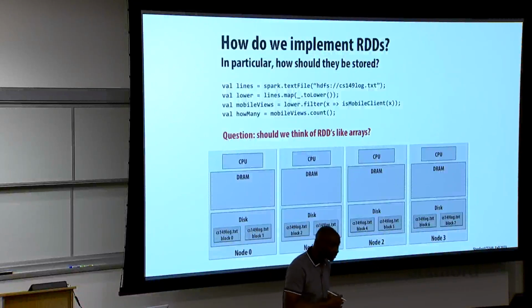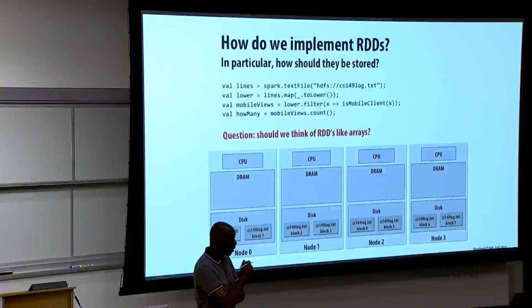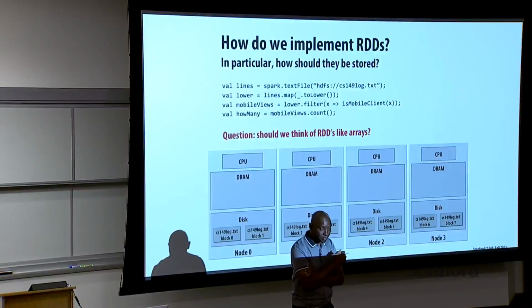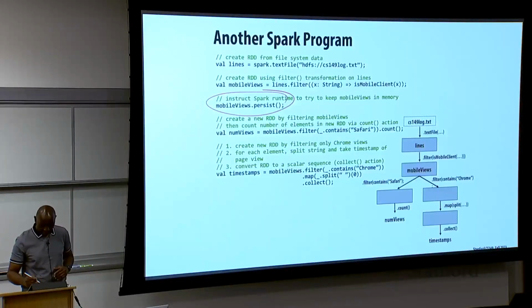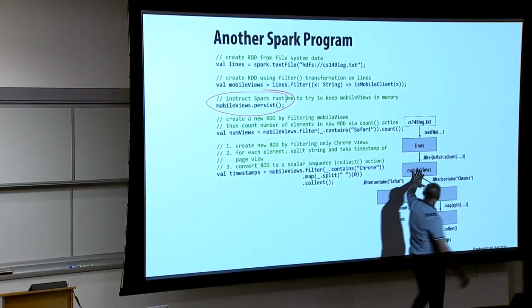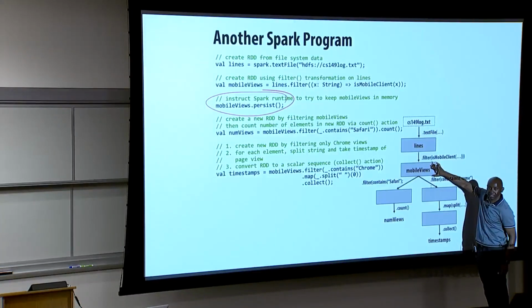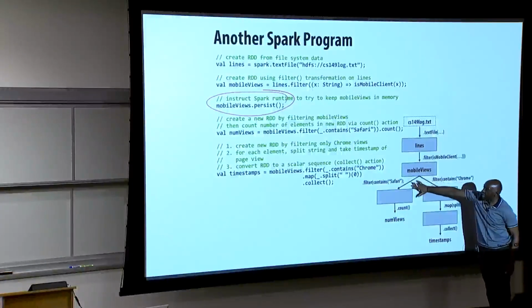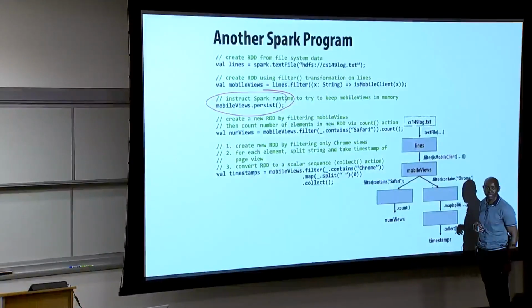Yeah. One question: if you don't say persist and you ask for it again, is it going to recompute it, or is it going to save it to storage and then reload it? Yeah, it'll probably save it to storage and reload it. So it will be inefficient. In the example we showed here, if you didn't persist mobile views, then mobile views would get written to the file system, and you would have to fetch it again. Let's suppose you did the left-hand side first, then to do the right-hand side, you'd have to fetch it again.